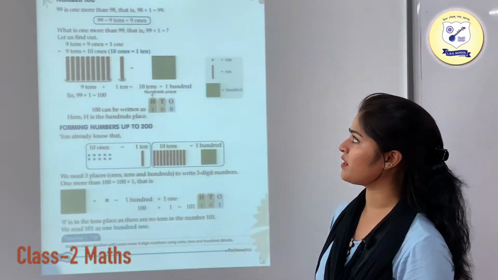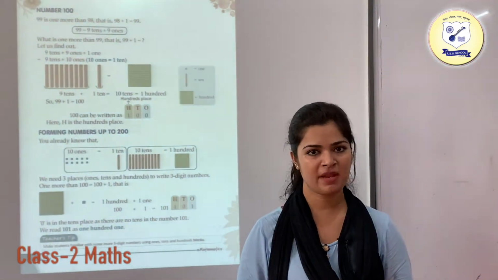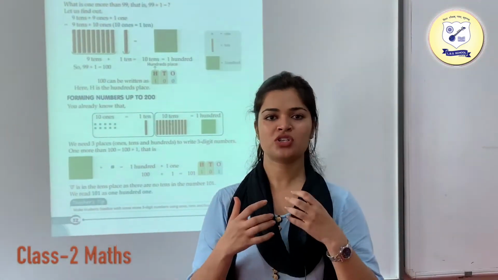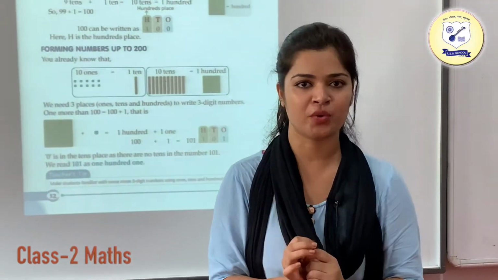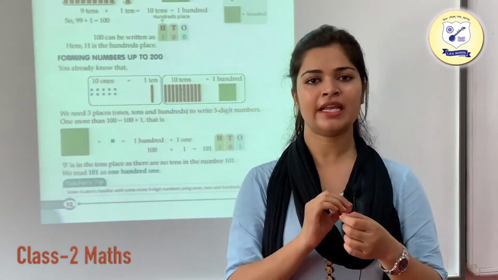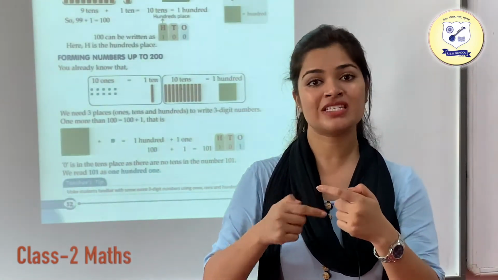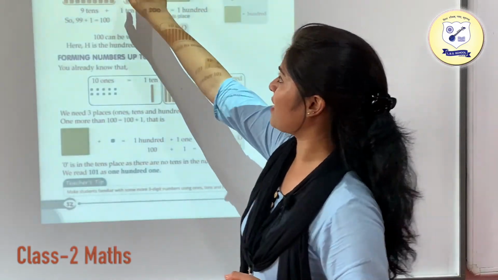Numbers up to 100. 99 is one more than 98, that is 98 plus 1. We all know that if you just want to go ahead one step, or you just want the next number, for that we can just add 1 to it. Like I am having 98, so 98 plus 1 is going to be 99. That is the number just after 98, which would be 99.